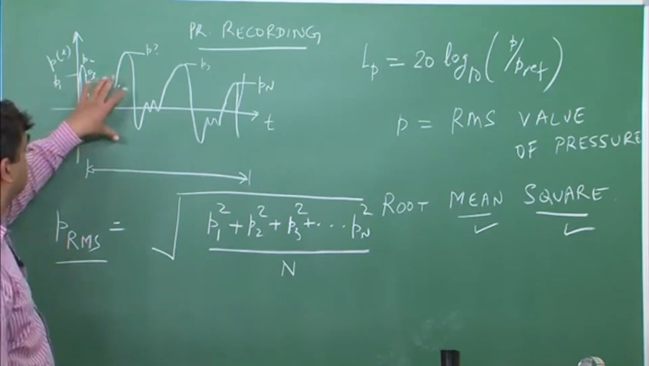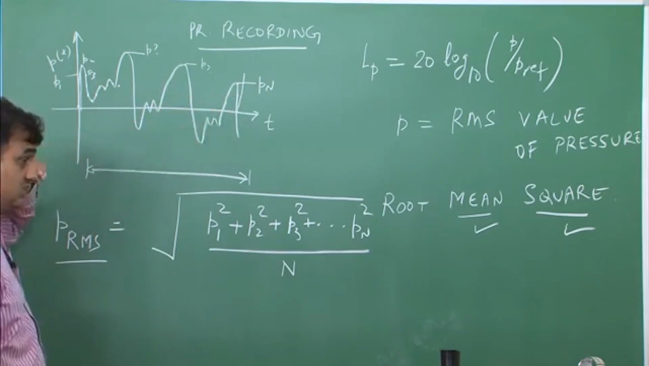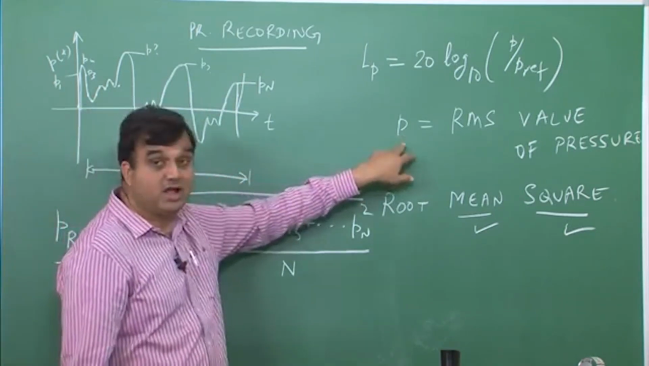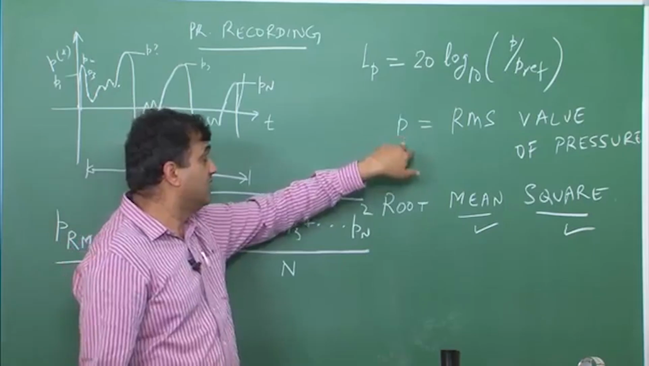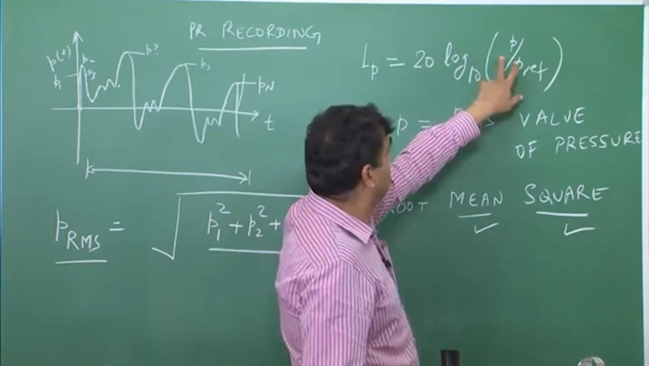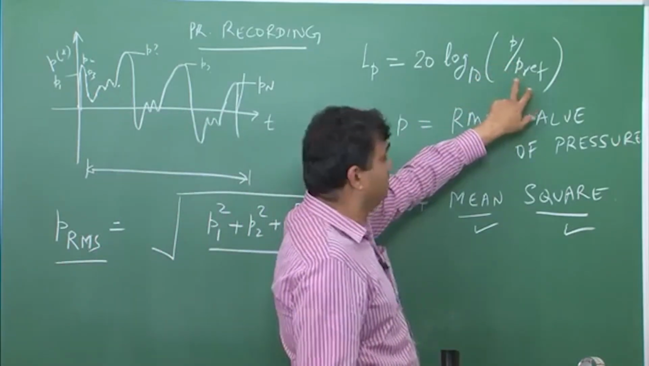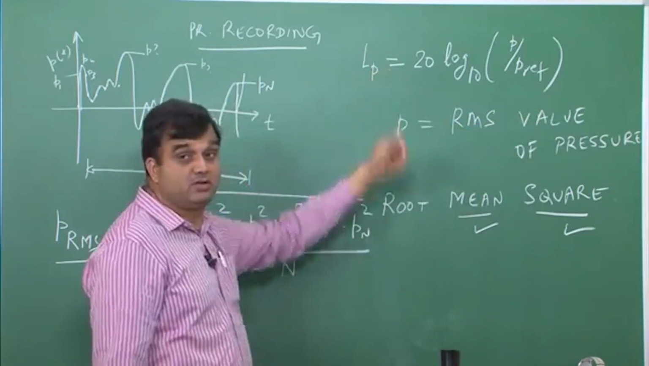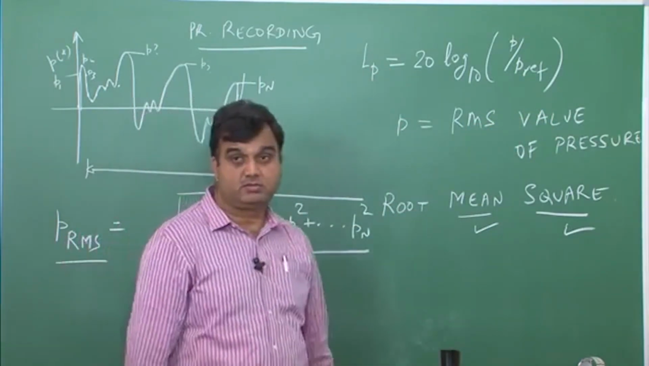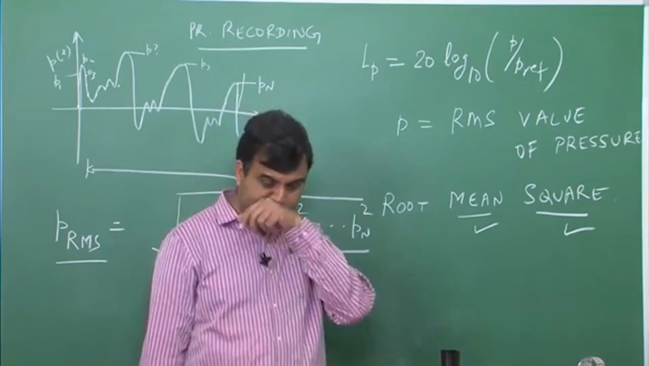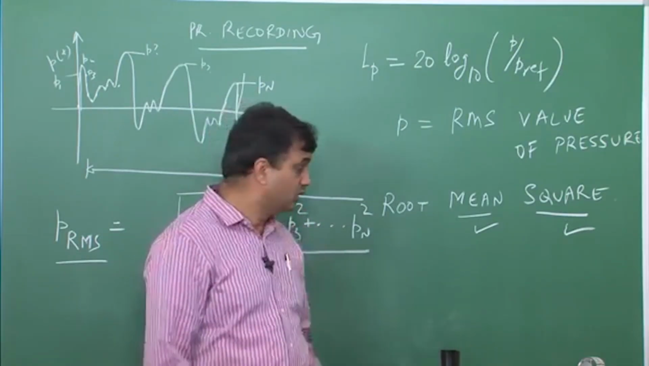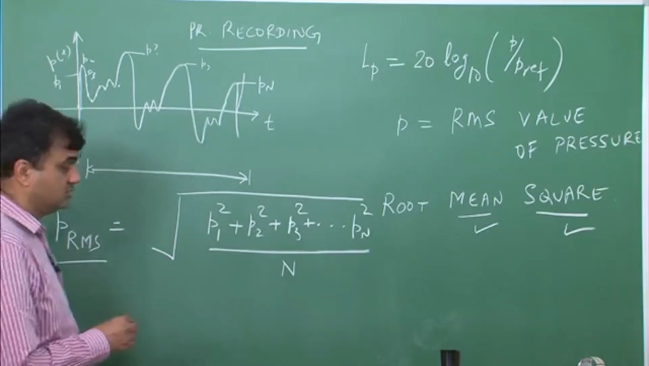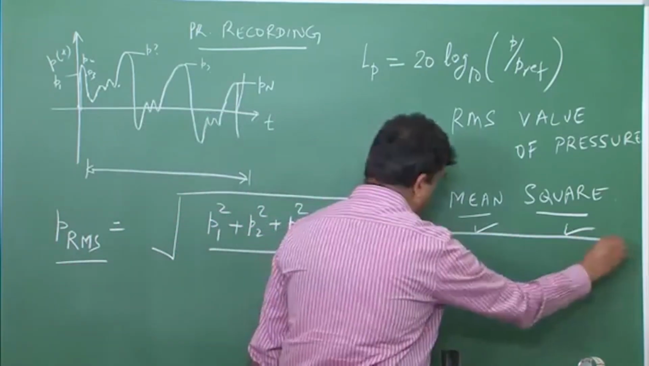So it's important to understand that if I have data like this and I have to calculate decibels, I have to calculate the RMS value of the pressure. That RMS goes into this formula. I divide that P RMS value by the reference pressure, which is 20 micropascals, and then I use this formula to calculate the sound pressure level. And this shortcut is only for sinusoidal waves.